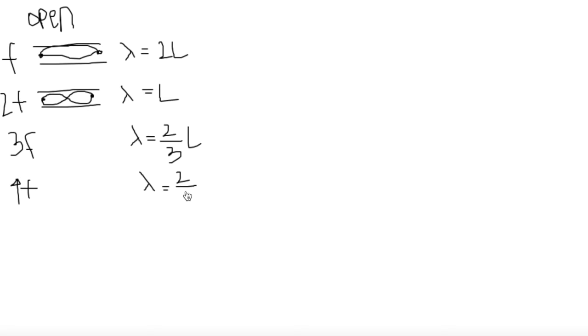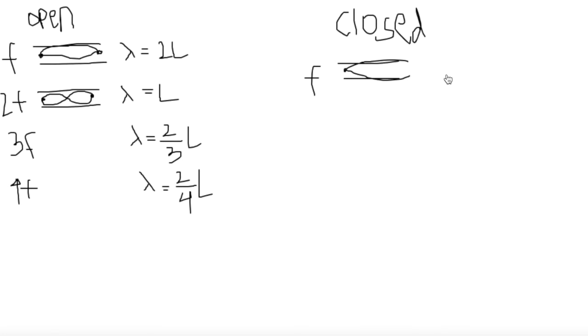And then next, for closed pipes, there's a different pattern because for closed pipes you can have odds only. And so for your first fundamental frequency, it's going to be wavelength equals 4L.